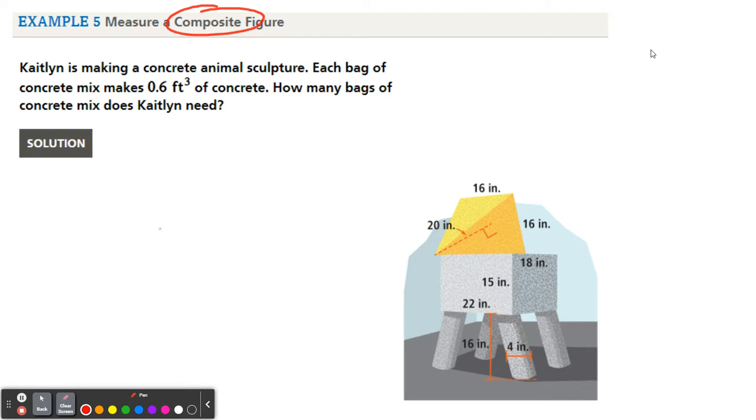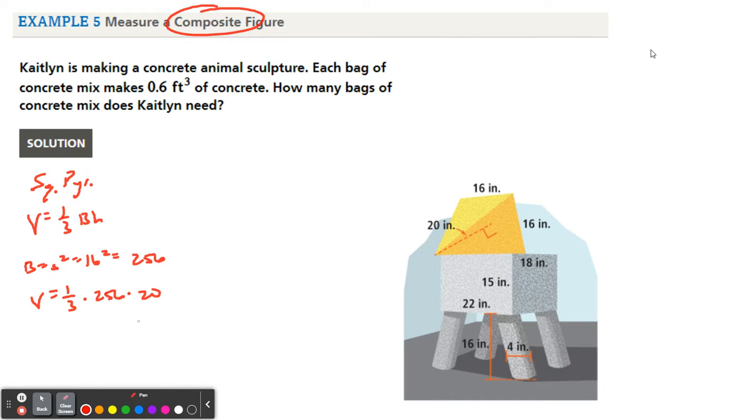Okay, so let's do the square pyramid first. So the square pyramid is the yellow guy, right? So the volume of a square pyramid is 1/3 the area of the base times the height. This 20 inches is your height. The area of the base, because it's a square, is going to be s squared, which is 16 squared, which is going to be 256. And then we're going to go ahead and do volume equals 1/3 times 256 times the height, which is 20.